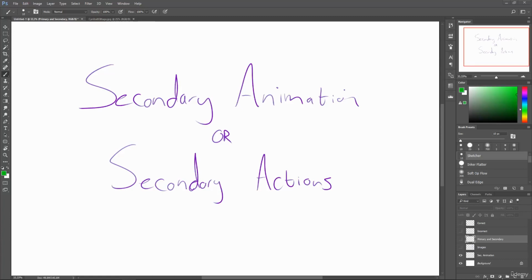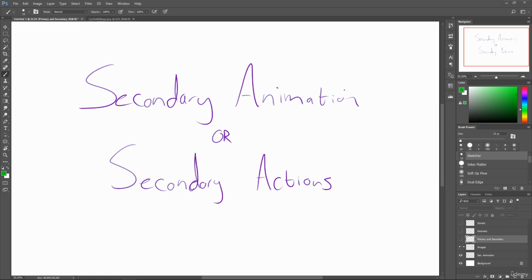In this lesson, we're going to take a look at secondary animation or secondary actions. And right from the offset, before we even look at any examples, because we have the word secondary there, it makes us then think, well, what is the primary animation or the primary actions? Secondary animation or secondary actions, and let's roll with actions henceforth, really are the things that are happening secondarily to the primary action of the pose.